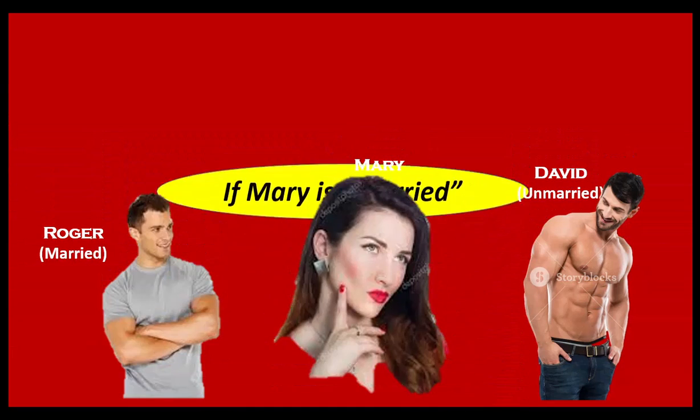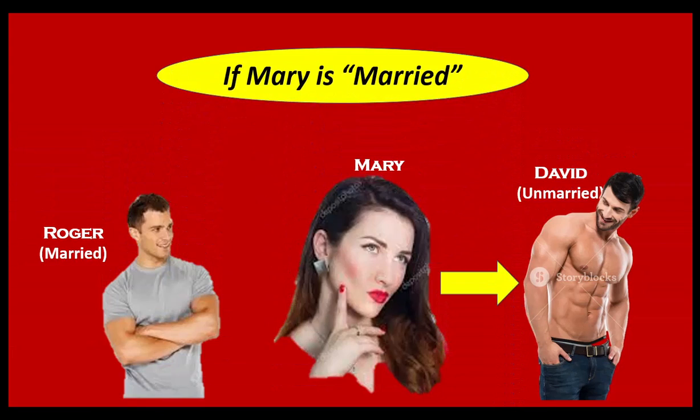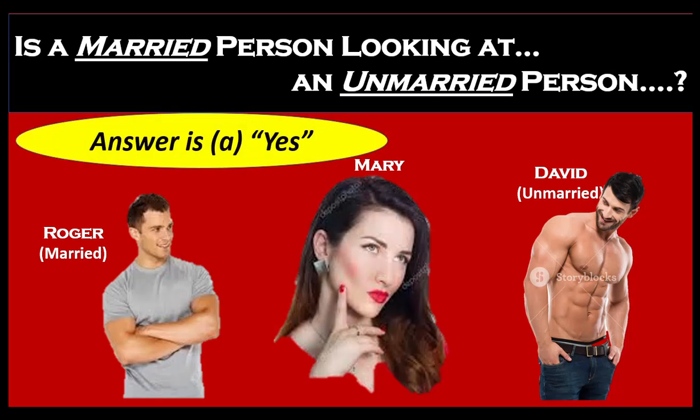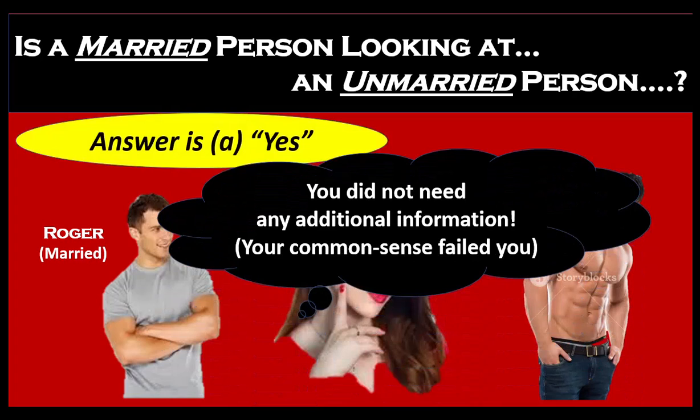Let's take a look. If Mary is married, married Mary is looking at unmarried David. And if Mary is single, married Roger is looking at single Mary. So as you see, the answer is yes. You did not need any additional information. Worse, your common sense failed you.